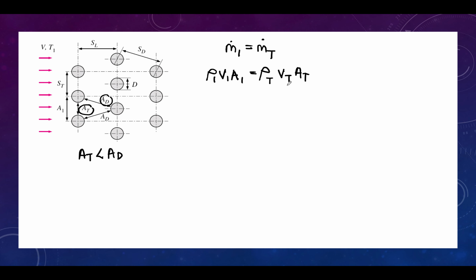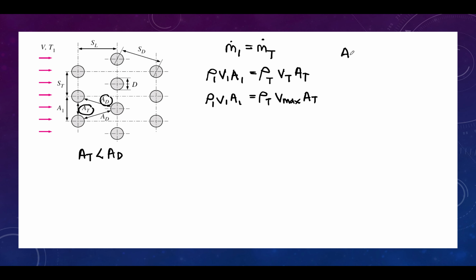So we know that VT is V maximum. We change it into V maximum. So rho 1 V1 A1 equal to rho T V maximum times AT. So previously I already derived the equation for A1 and AT.